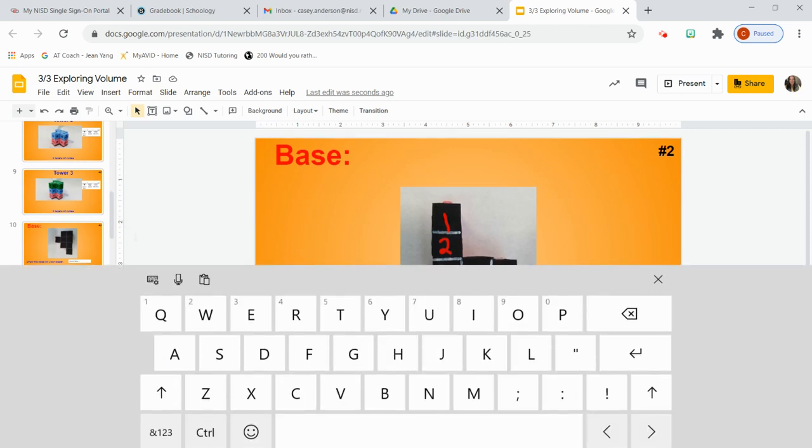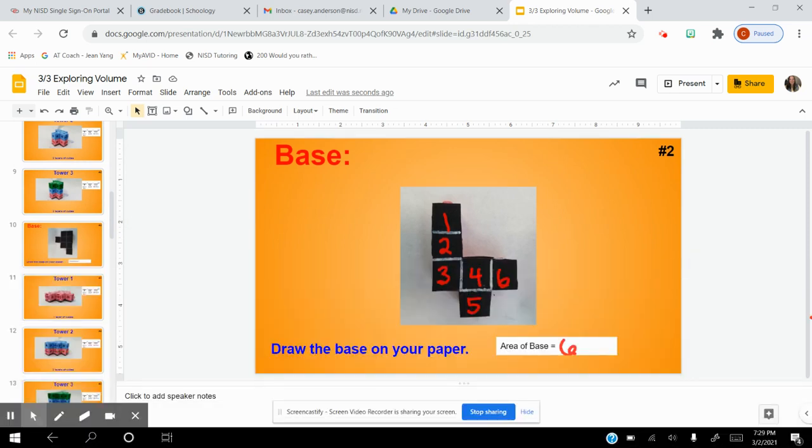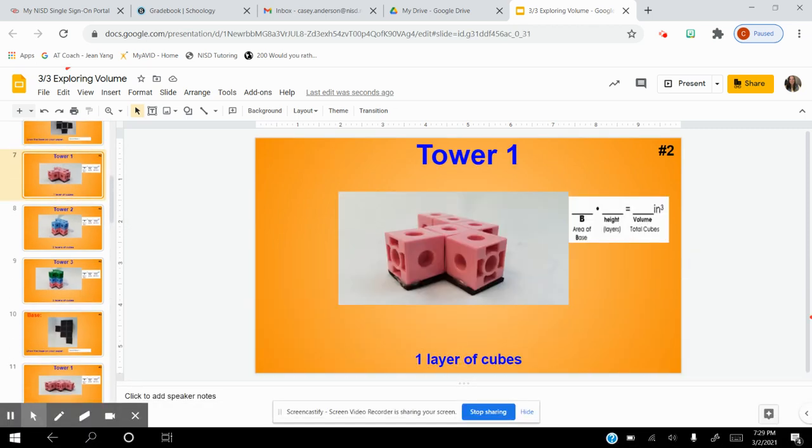So if we were to say, okay, here are my 6 units, you can see 1, 2, 3, 4, 5, 6. You need to see it that way. Here's that area of the base, and there's only one layer, that first layer of pink. So if we crumble them apart, we're going to see that there were 6 total cubes.